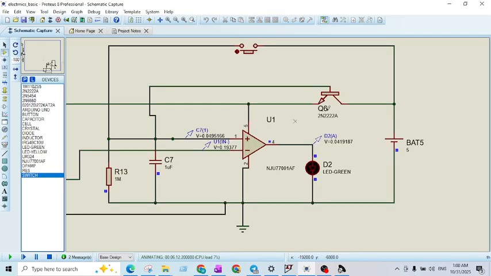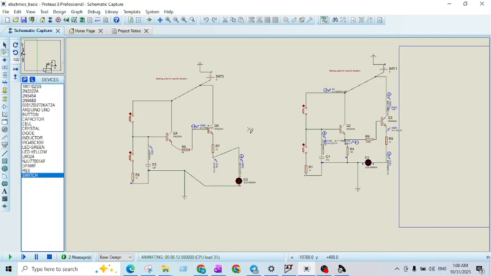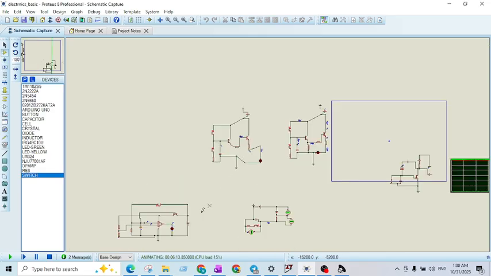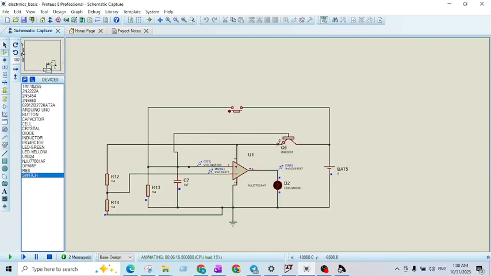One is made by opAmp and another two are made by BJT. So let me talk about the first circuit. Three circuits do the same thing.